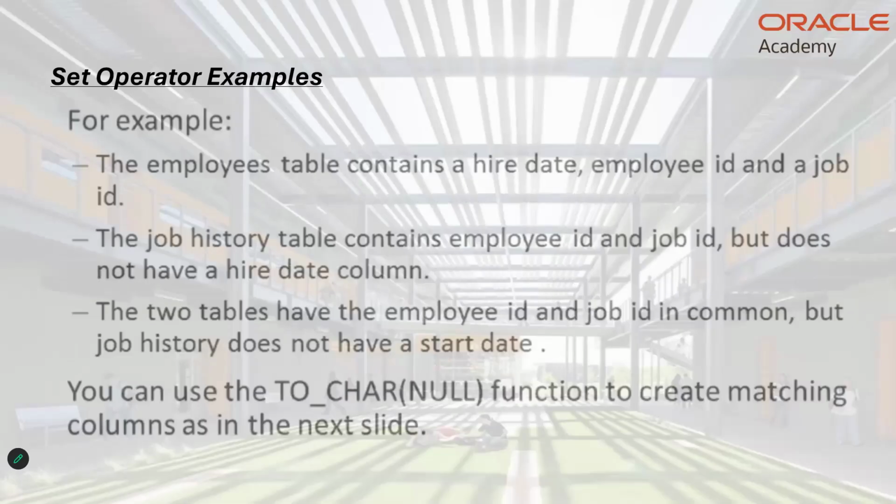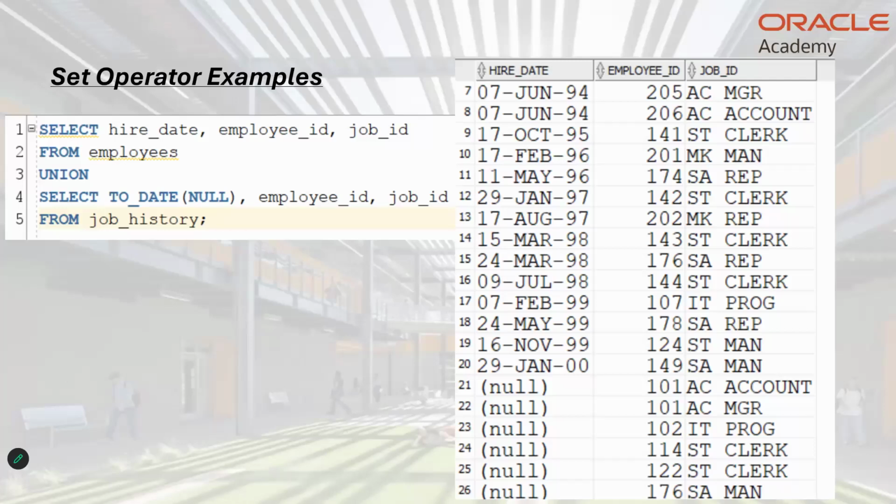So for example, the employees table contains hire date, employee ID, and job ID. The job history table contains employee ID and job ID, but does not have a hire date. So you would have to create a date column. The two tables have employee ID and job ID in common, but if you're tasked to union or do some type of set operator with those, you would have to create a matching column. You can use the to_char null function to create matching columns, as I show you here.